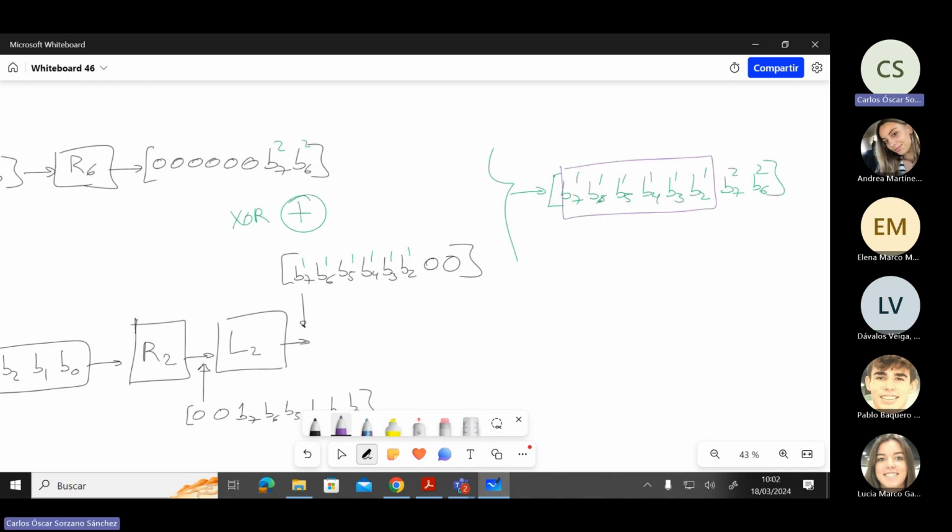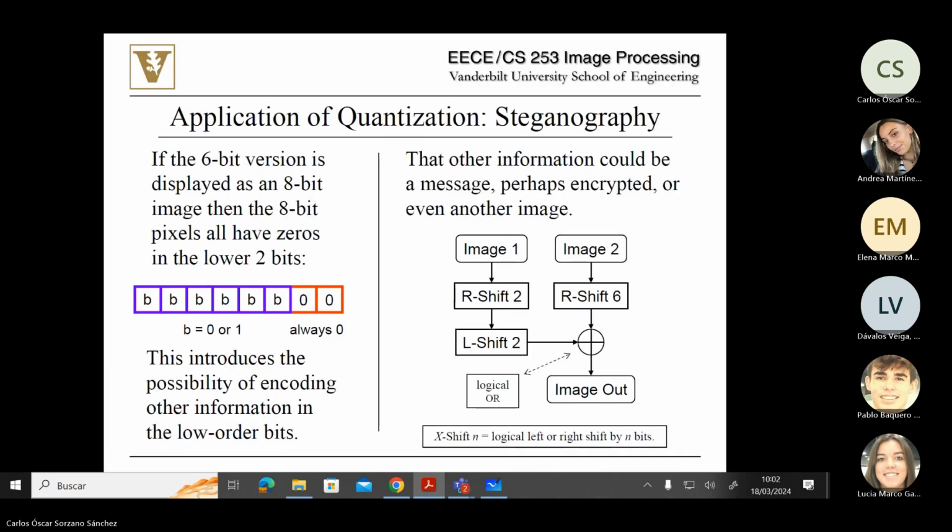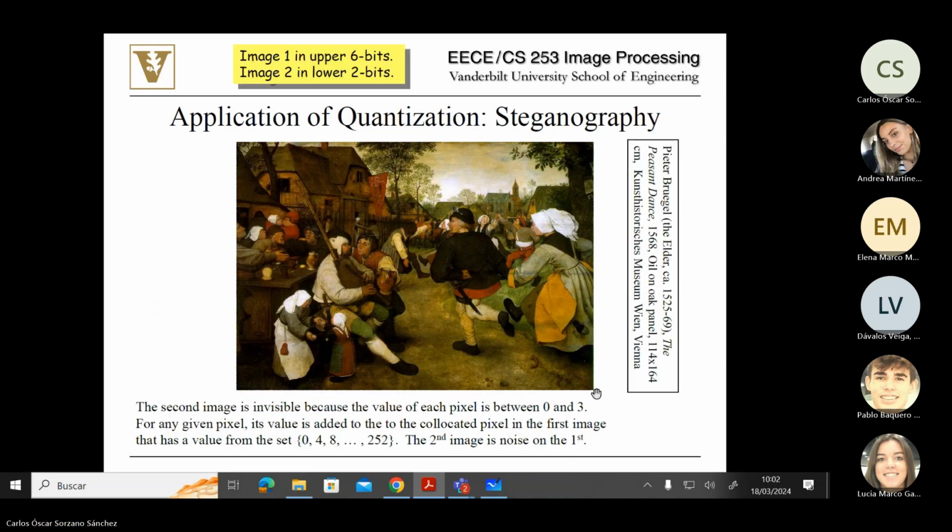The first 6 bits are coming from image 1. The last 2 bits are coming from image 2. We are taking the most significant information, the upper bits of image 1 and the upper bits of image 2. And then this is the XOR. Then this is our result. Now we are operating at the level of bits. So here we have image 1 in the upper 6 bits and image 2 in the lower 2 bits.